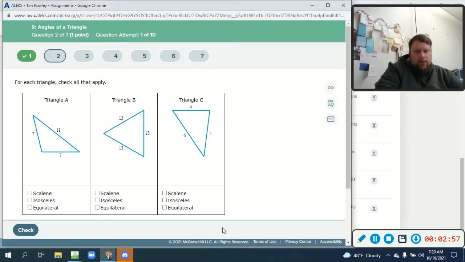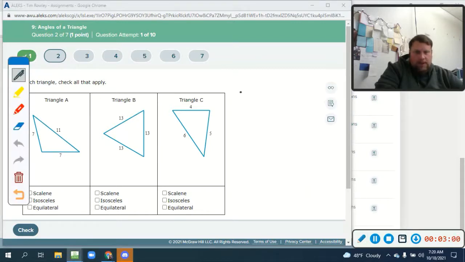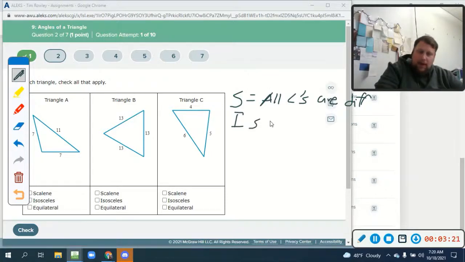All right, so I'm going to do some more definitions here. For scalene triangles, it means all angles are different. All angles are different. For an isosceles triangle, oh, my voice went up, an isosceles triangle, two legs are congruent. And that's kind of a weird congruent symbol, but you get it.